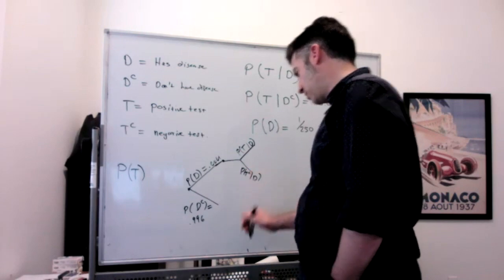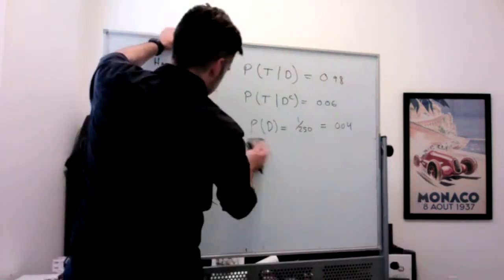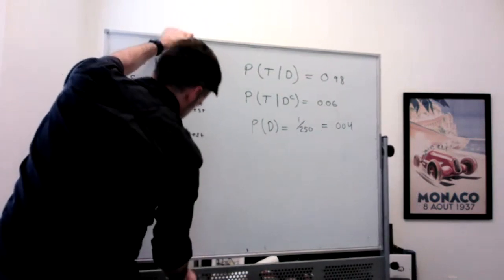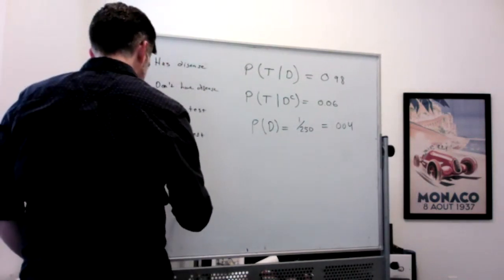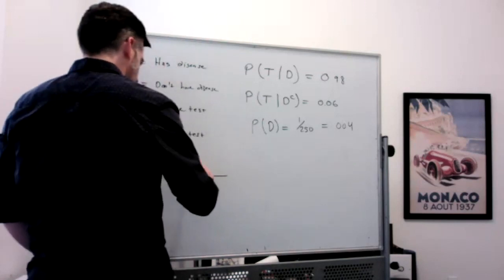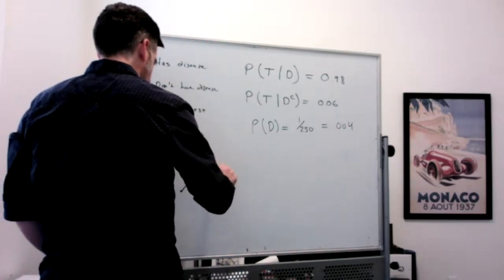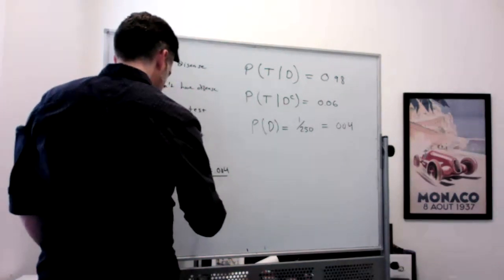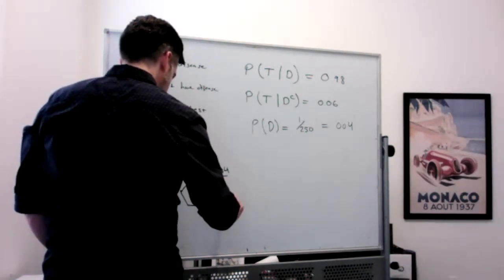So my picture is looking, I feel like this picture is not nice, let's make this a little bit nicer. Sorry, sometimes my trees look gross. So let's do it this way, so we can write things nicer. Probability of having the disease is 0.004. The probability of not having the disease is 0.996.